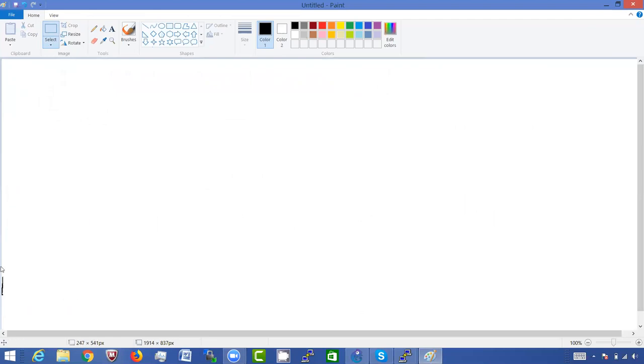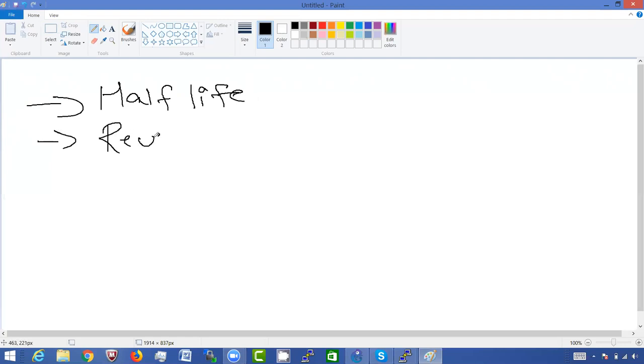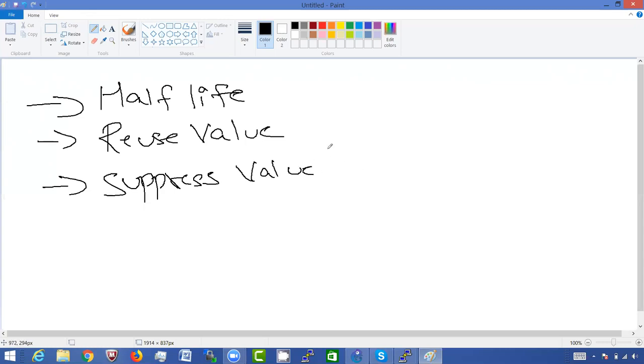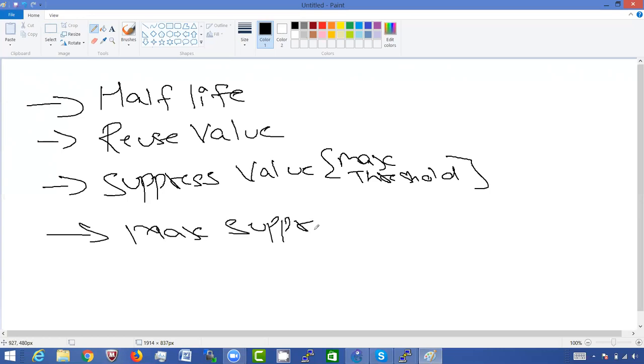This feature is similar to BGP dampening, but in BGP dampening we are suppressing the prefix, that means the route, but over here we are suppressing the link. See, there are four values over here which the administrator can configure. The first is half-life time. The second is reuse value. The third is suppress value, that means the maximum threshold I am defining. The fourth is maximum suppress time.